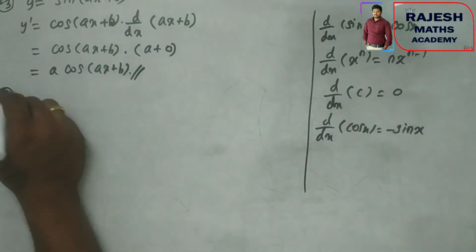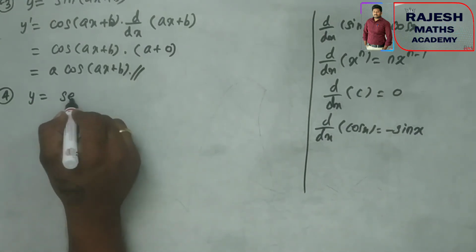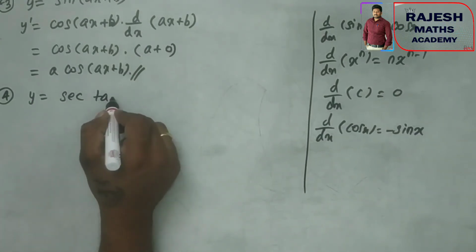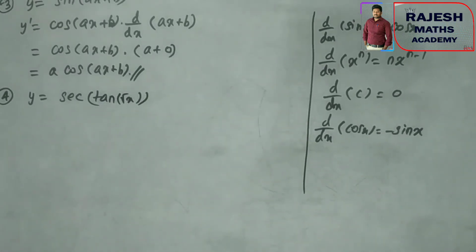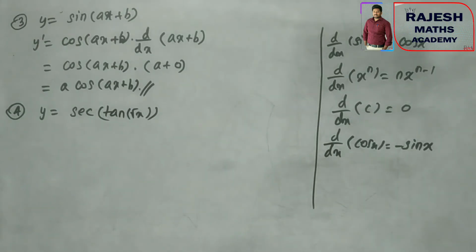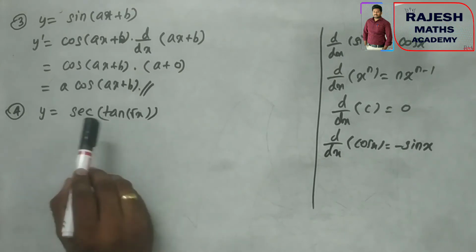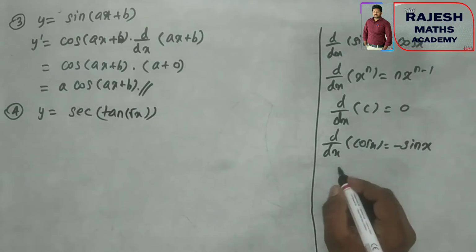Now question number 4. What is question number 4 given? y is equal to secant of tan of root x. Up to question number 3, the given function was a composition of two functions. This fourth one is a composition of three functions. What are the functions? Secant function, tan function, root x function. Clear?